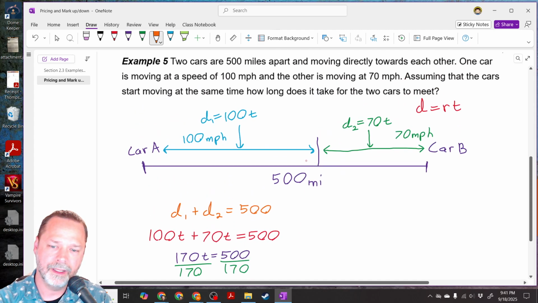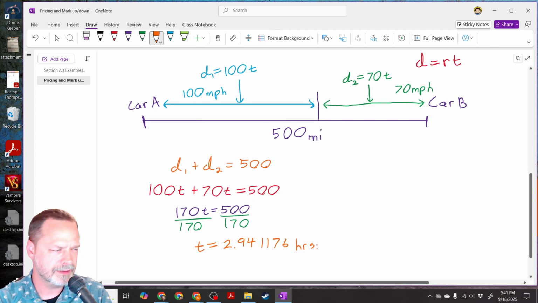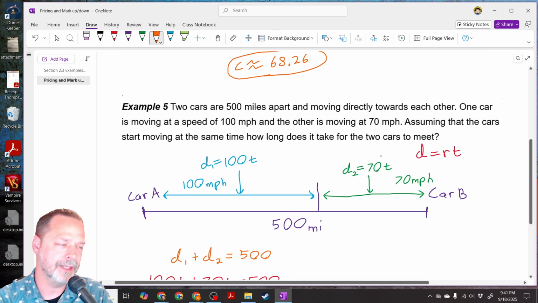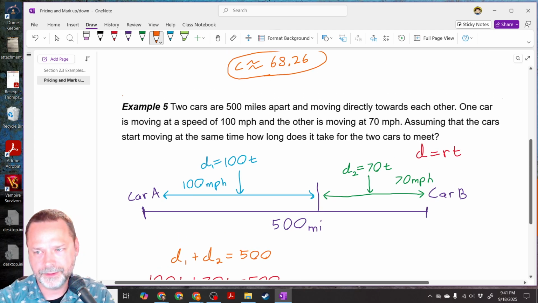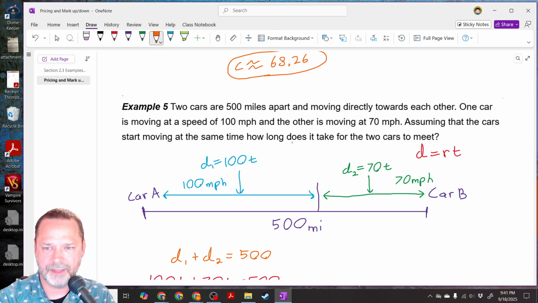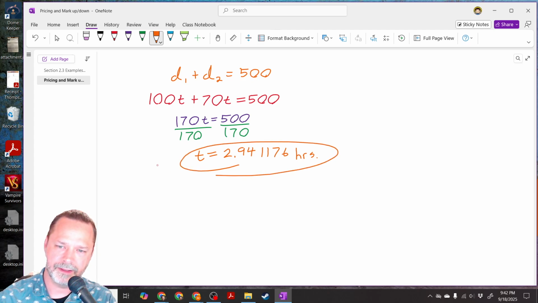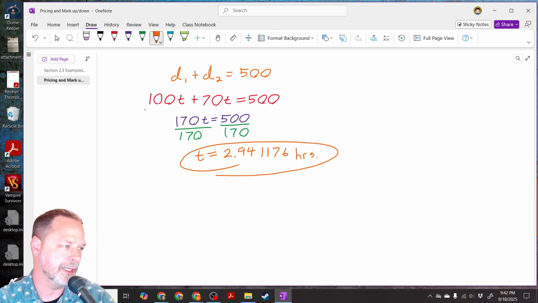So we did this work. We got t. Let's just make sure that's what they were asking for. Were they asking for each car's distance, or were they asking for the total time it took? I never remember, so let's just go back. Assuming the cars start moving at the same time, how long does it take? All right, well, there you go. That's how long it takes, about 2.94 hours. So we are done. It took about 2.94 hours, almost 3 hours for them to meet.